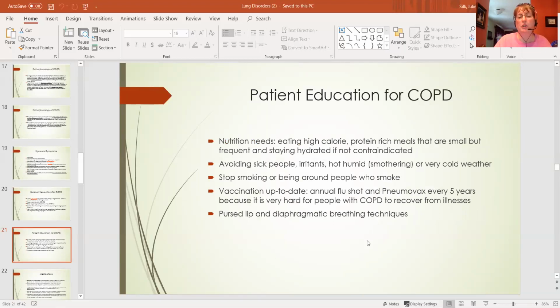On this slide here too, I was talking a little bit about nutrition. People need to eat high calorie, protein rich meals that are small but frequent, and stay hydrated. Because remember, these people are very thin and they don't eat well. If they eat more often throughout the day, but high calorie things, it's hopefully going to help them more. They need to avoid being around anyone who's sick, any irritants, or hot, humid, or very cold weather, because that could set them off into an exacerbation.